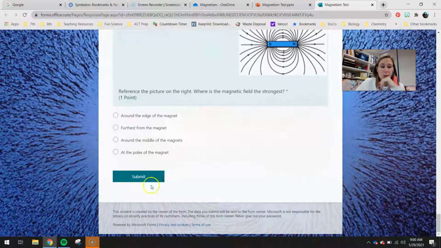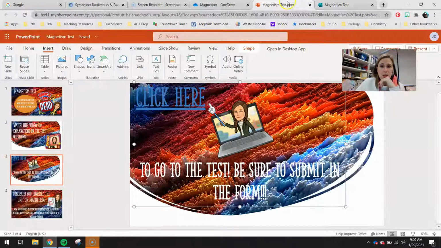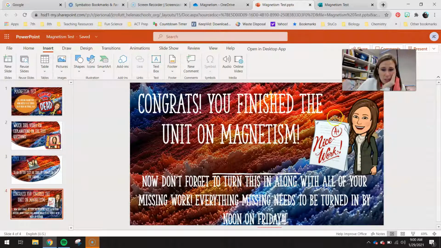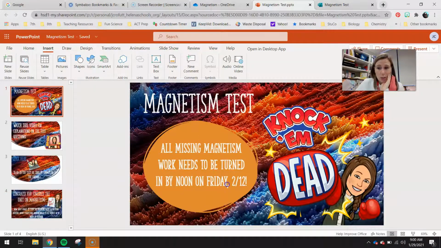When you get done, make sure you submit it right here in this form. Then you can go back into your PowerPoint assignment and make sure you submit it here. When you're done, make sure you also have your work turned in. Remember, Friday by noon, February 12th, so this week, you need to have all of your missing work turned in by noon. It won't be accepted after that point. Make sure you turn this in to let me know you're done with your test as well.